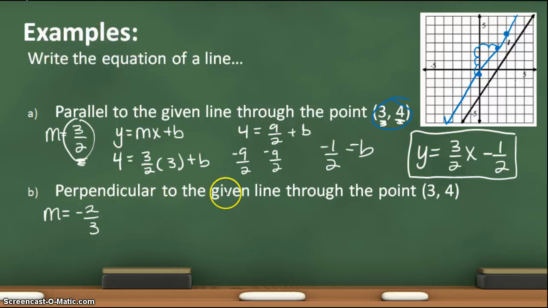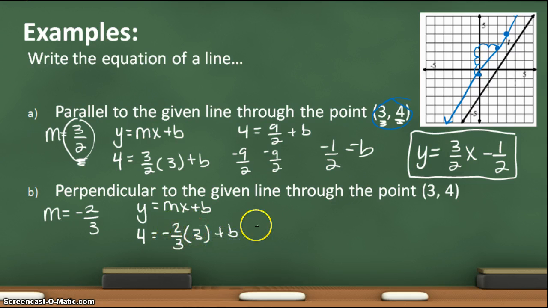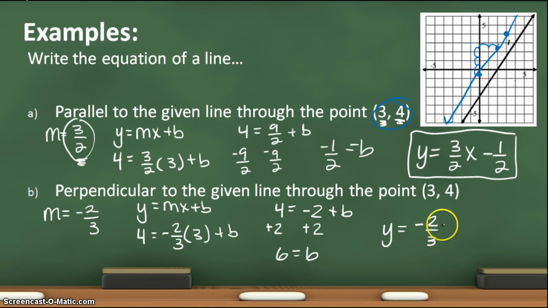So if I'm looking for a perpendicular line through that point, same process, same thing that I'm going to do, but this time I'm going to use the perpendicular slope, negative 2/3. So y equals mx plus b, so I put in 4 for y, negative 2/3 for m, 3 for x, and then I solve for b. So that's 4 equals negative 2/3 times 3, that's negative 2, plus b. Add 2 to both sides. 6 equals b. So y equals negative 2/3 x plus 6. Remember, we're using the perpendicular slope. So that's my line perpendicular to that.